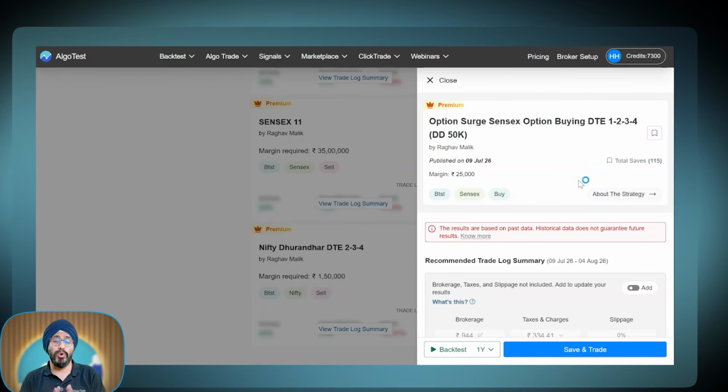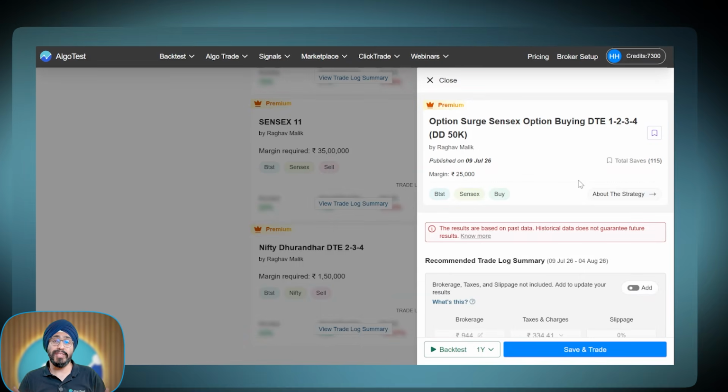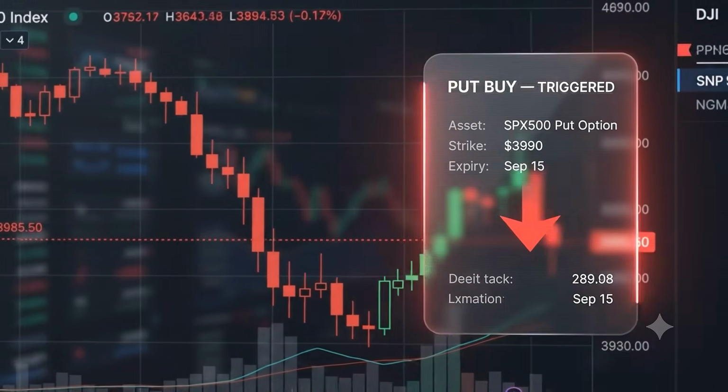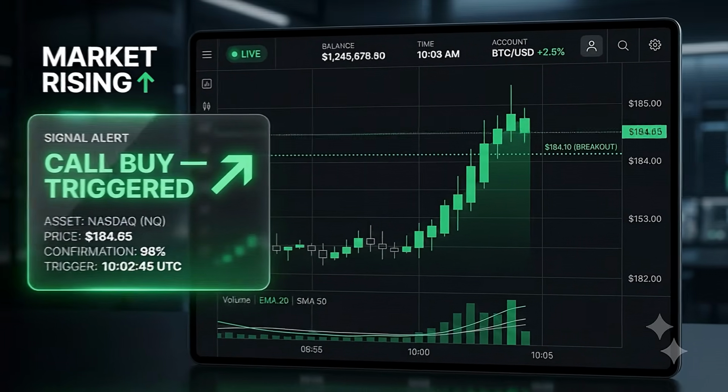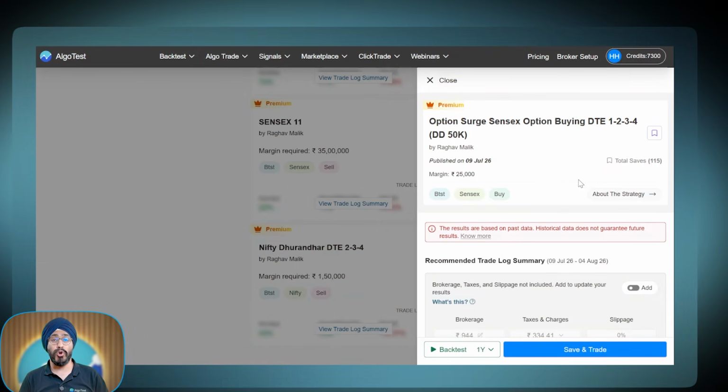So let's understand what this strategy is. This is a BTST strategy. Buy today, sell tomorrow. Alright. Based on certain conditions, my option buying is triggered. It can be on the call side or it can be on the put side, depending on where the market is. So let's say if the market is falling, then the put buy will be triggered. But if the market is rising, then call buy will be triggered. There is a possibility that both call and put get triggered. When will this happen? If the market is range bound.